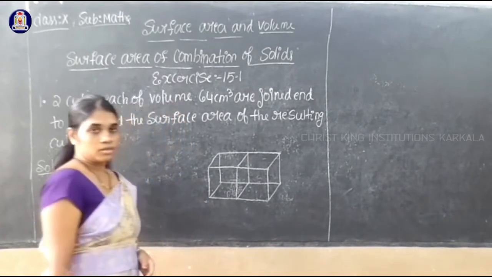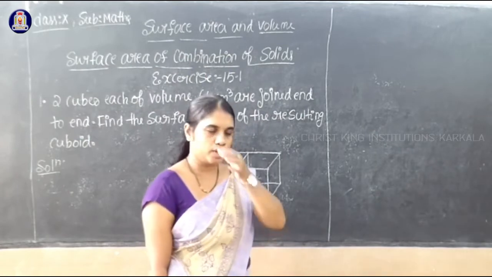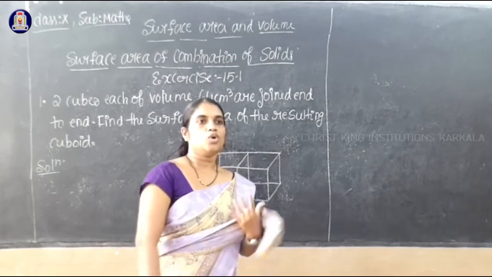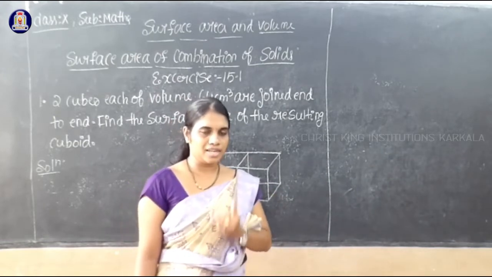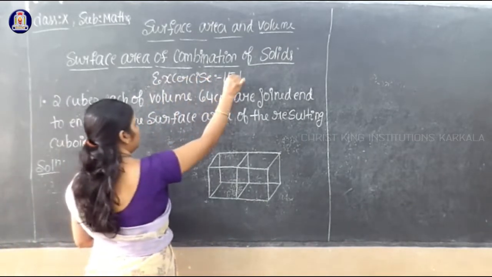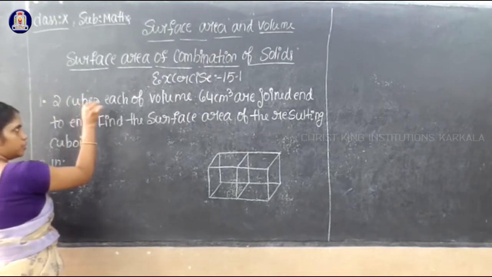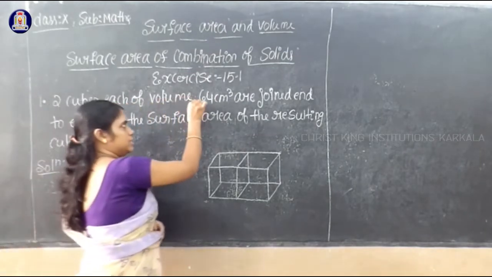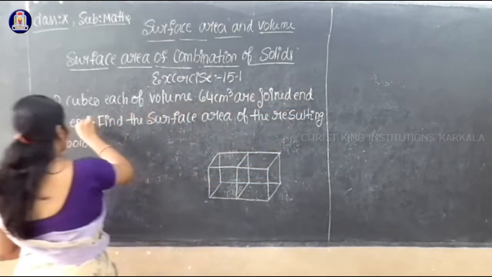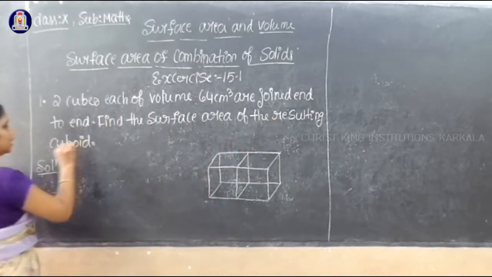So next we will see surface area of combination of solids. Here 2 or 3 solids will combine. So we will solve some problems related to this combination of solids. Here, exercise 15.1 problem. The first question is: 2 cubes, each of volume 64 cm cube, are joined end to end. Find the surface area of the resulting cuboid.